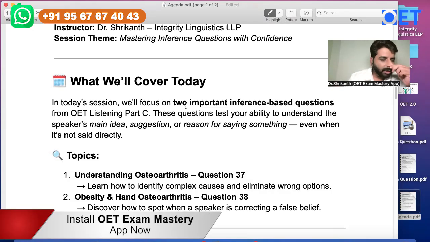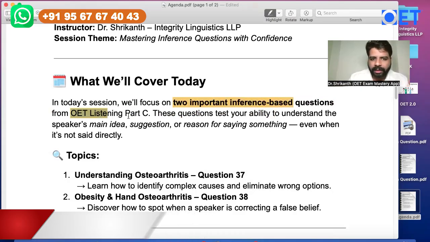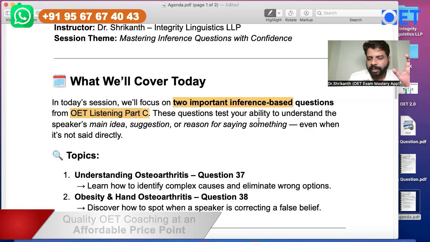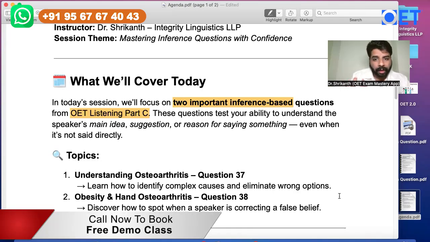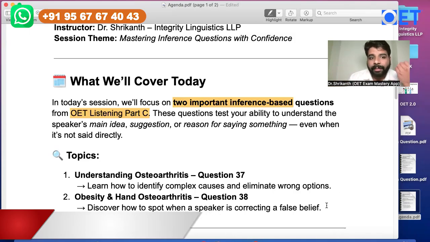In today's session, we will be covering two very important inference-based questions from OET Listening Part C. Inference basically means conclusion. You have to use your reasoning skills and self-reflect on it. It requires a little reflection, and then you have to draw your own conclusion. That means the answer will not be directly stated in the audio. It is going to be implied.